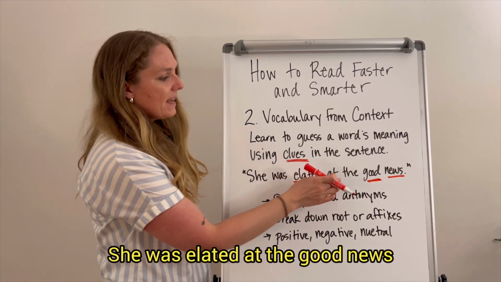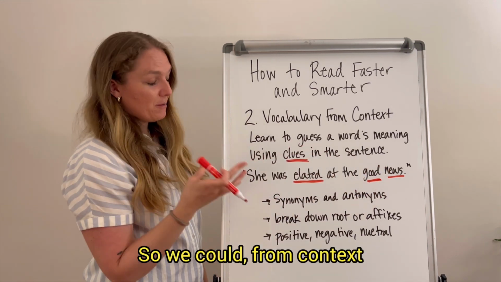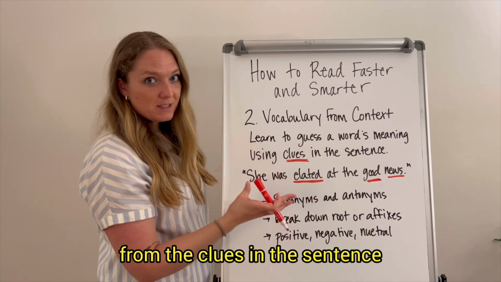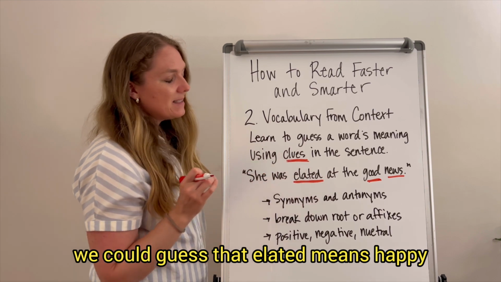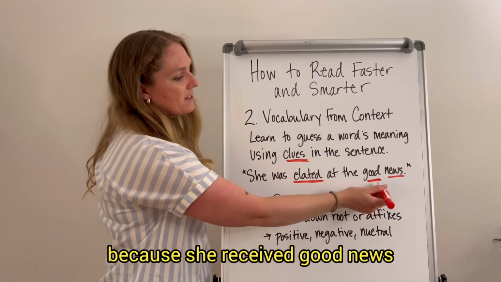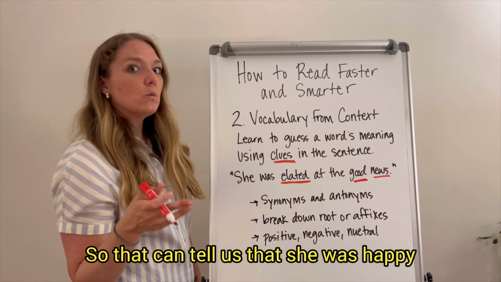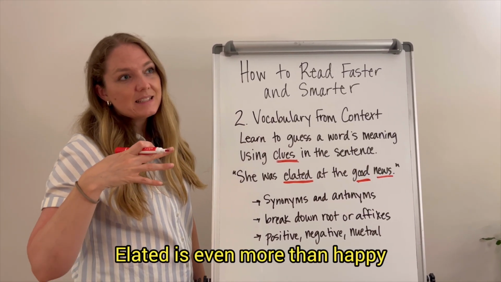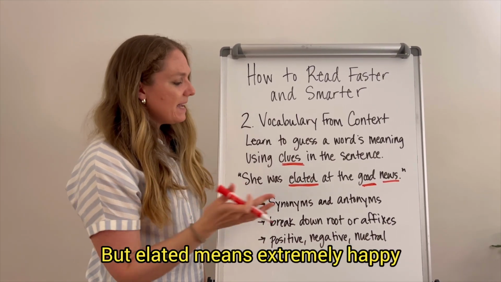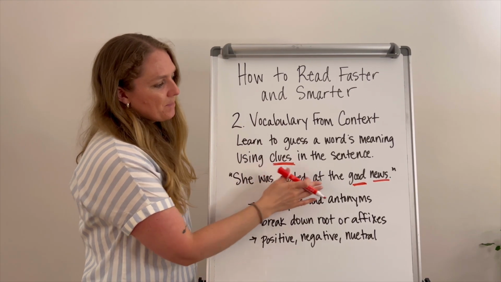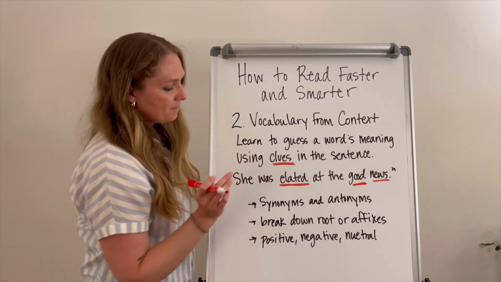She was elated at the good news. So from context, from the clues in the sentence, we could guess that elated means happy because she received good news. So that can tell us that she was happy. Elated is even more than happy, very, very happy. But elated means extremely happy. And we know that because in the sentence it says good news.